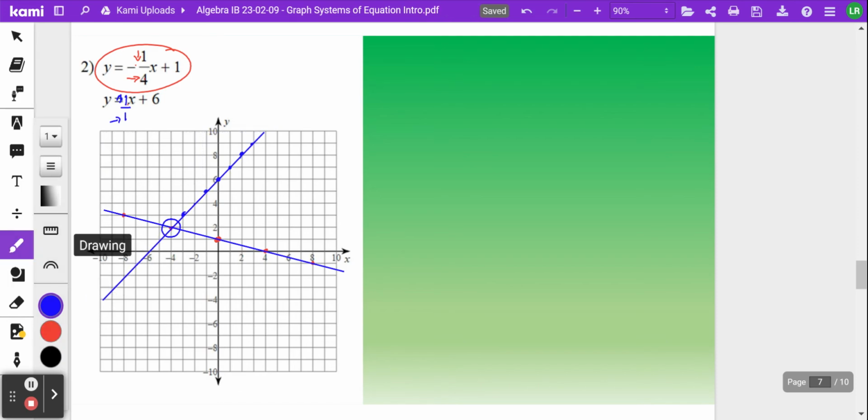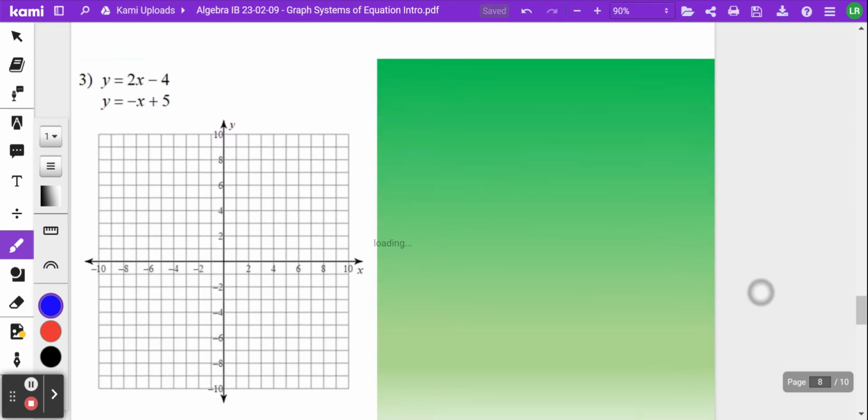And now we have to name the data point. It was different slopes, consistent, independent. So my x is negative 4. And my y is positive 2. Make sure we are naming the data point in the correct order. Okay.